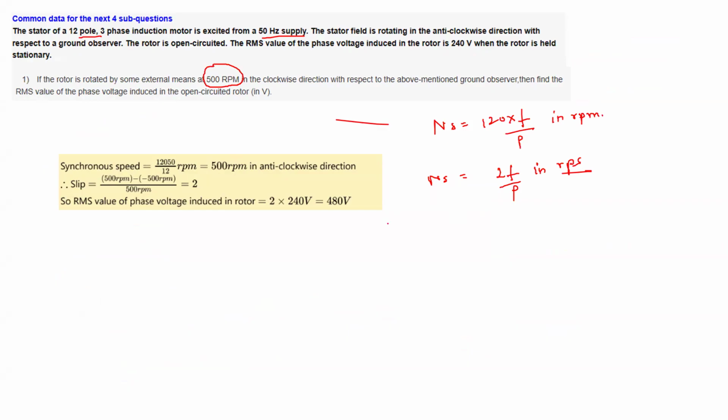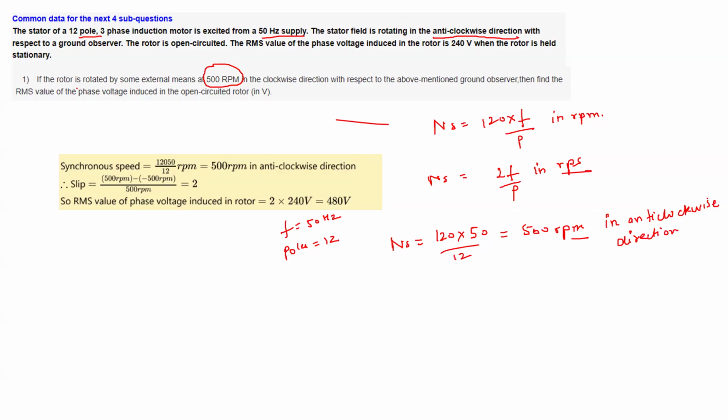Now we will find the synchronous speed. It is 120, frequency is 50 hertz, and the number of poles is 12. If we do this, we will get 500 RPM. So the stator field is rotating at 500 RPM in the anti-clockwise direction, because they have mentioned that the stator field is rotating in the anti-clockwise direction. So I am just writing this.